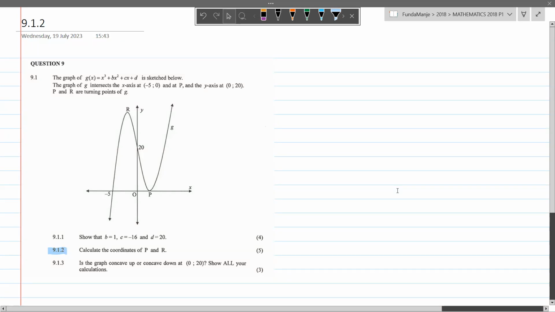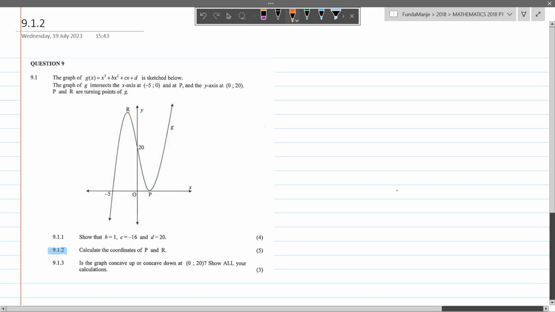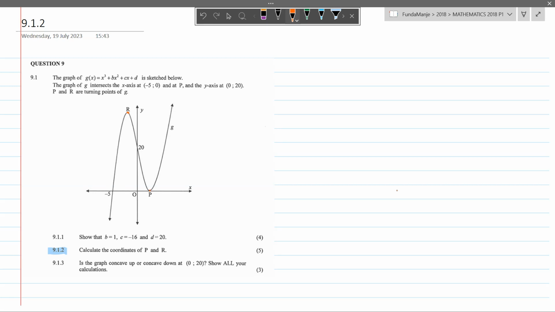9.1.2 says calculate the coordinates of P and R. Now P and R are your turning points, otherwise known as stationary points. In order to find these points, it's important that we get our first derivative. So our first derivative can be gotten from our original function, which is x cubed plus x squared minus 16x plus 20. And to get the first derivative, that would be 3x squared plus 2x minus 16.